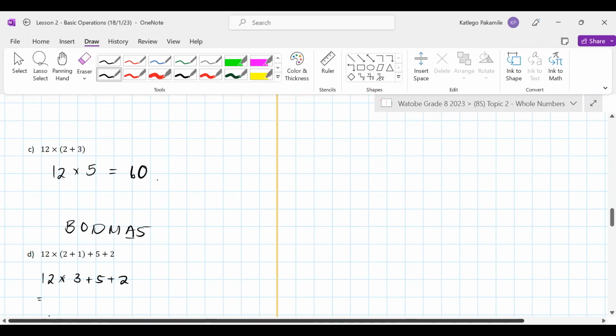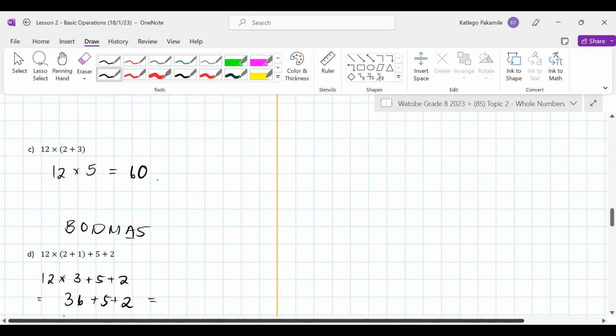36 plus your 5 plus your 2, or plus 7, as you said. And our final answer is? 120. Definitely not. Do you see why it's important to follow BODMAS?